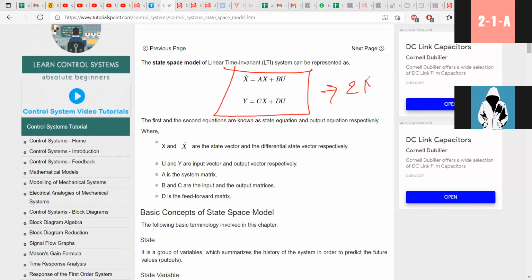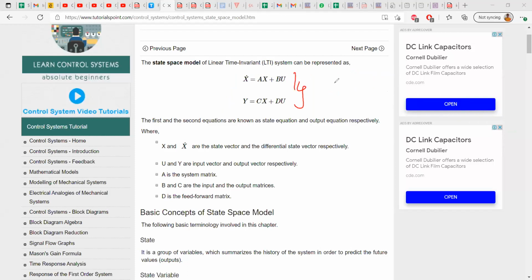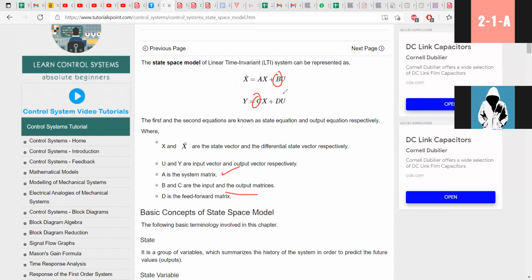So this is very important for 2 marks. Write the standard model for state space representation is a 2 marks question. You have to write the 2 equations and define the variables. What is x dot? What is x? X dot is the differential state vector, x is the state vector. Similarly, y is the output, u is the input, and A is the system matrix. B and C are the input and output matrices. D is the feed forward matrix.